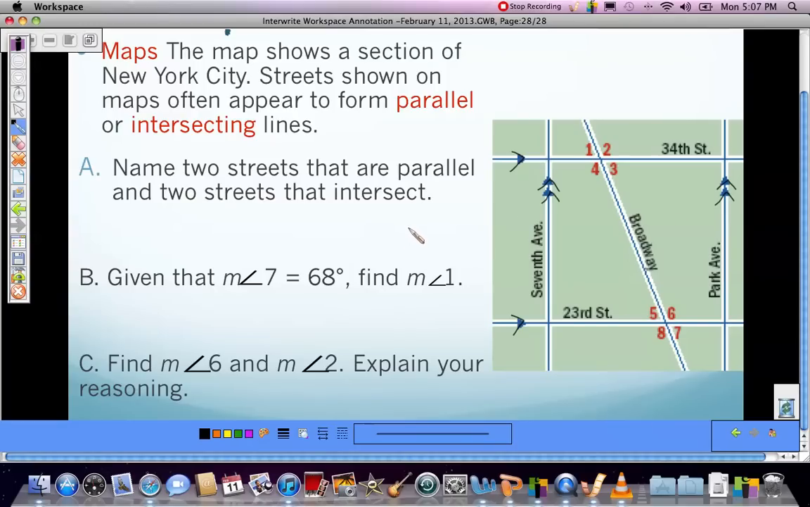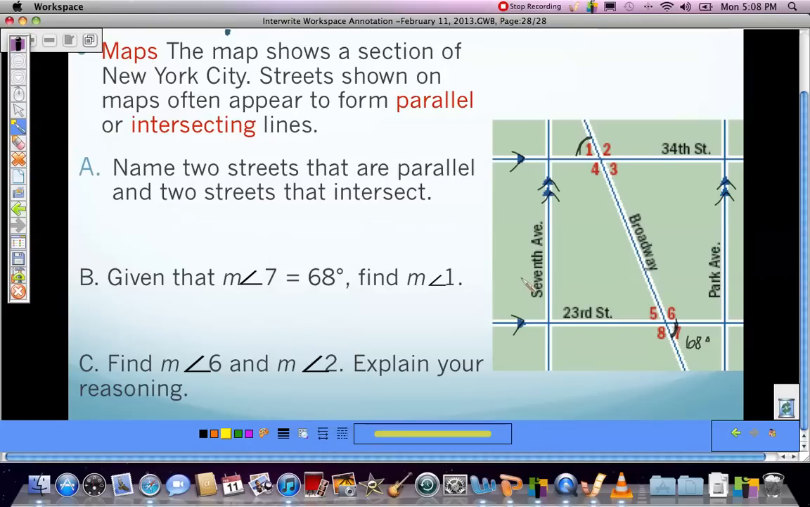Part B says, given that the measure of angle 7 equals 68, find the measure of angle 1. So what I would do is go to your picture and actually write 68 degrees in for measure angle 7 right here. The second thing I would do is see, how are angle 7 and angle 1 related? Are they related in any way?